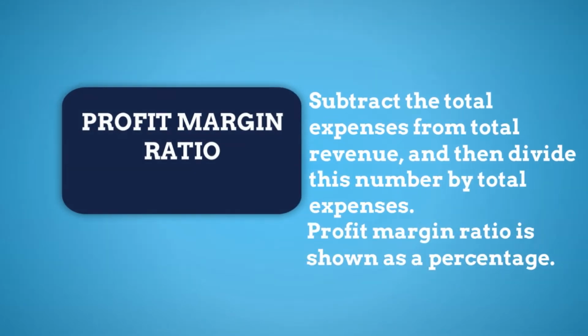Calculate profit margin ratio by subtracting total expenses from total revenue, and then dividing this number by total revenue. The formula is total revenue minus total expenses, divided by total revenue. Profit margin ratio is shown as a percentage.